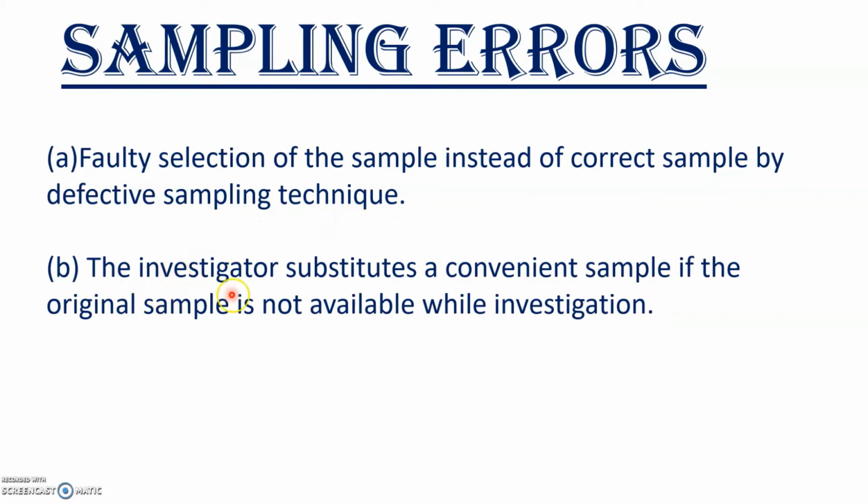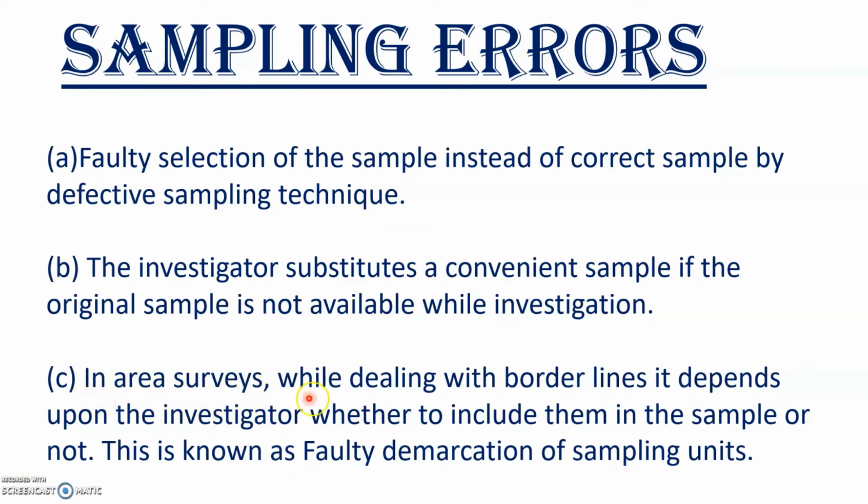The second would be that the investigator substitutes a convenient sample if the original sample is not available during the investigation. This could be, like, a person doing a questionnaire with people, and he's not able to see this person. Maybe the person is sick, or on holiday, or whatever. So he decides to substitute the sample we have already chosen with another alternative person. We do not know how perfectly that sample is going to substitute this sample, because this sample is supposed to represent our population. So this is a second mistake, or error, that can take place.